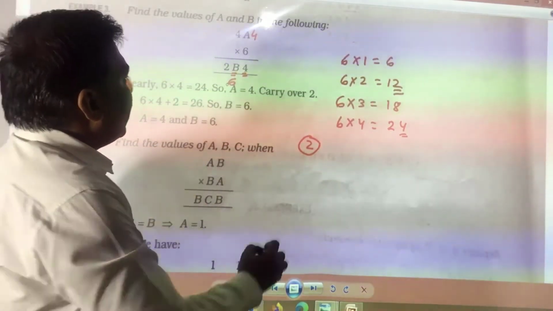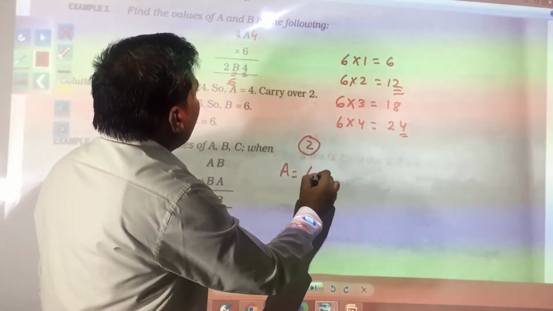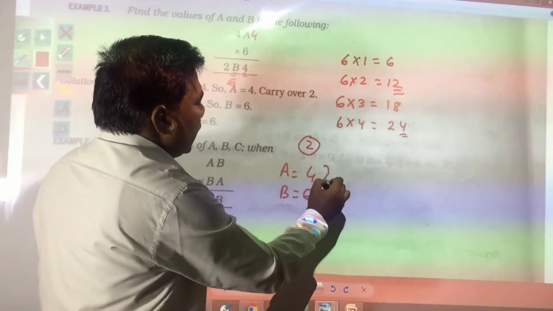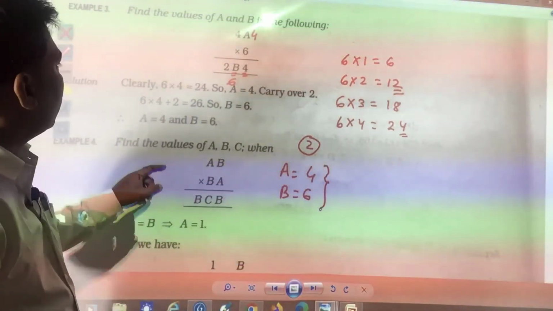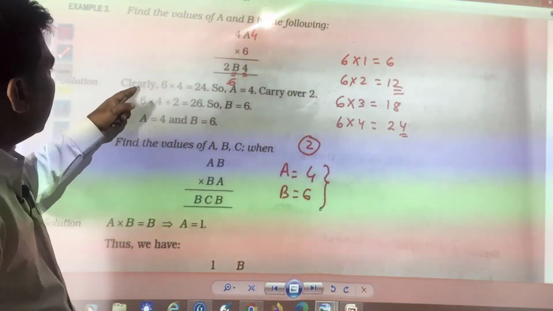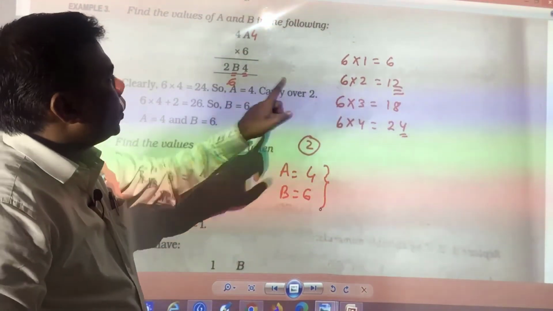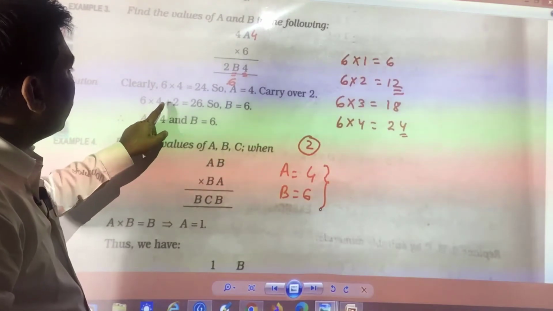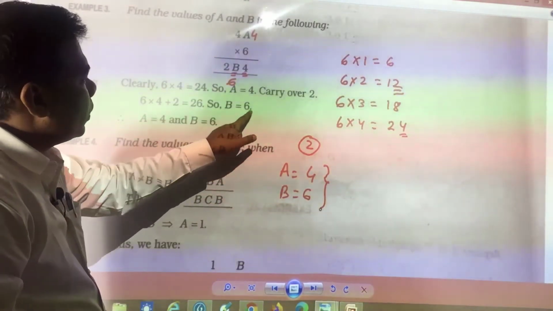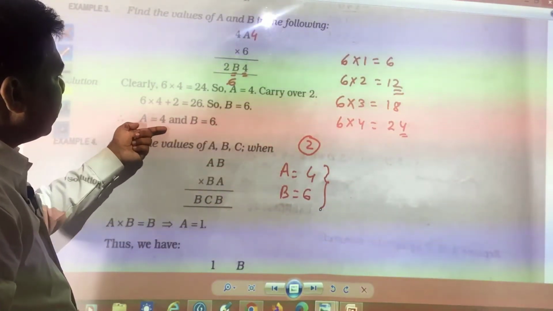So, finally, what you have got? A is equal to 4 and B is equal to 6. In this way we need to find out. Here you see how it has been done. 6 into 4 is equal to 24. So, A is equal to 4, carry over 2. 6 into 4 plus 2 is equal to 26. So, B is equal to 6 and finally, you have got A is equal to 4 and B is equal to 6.